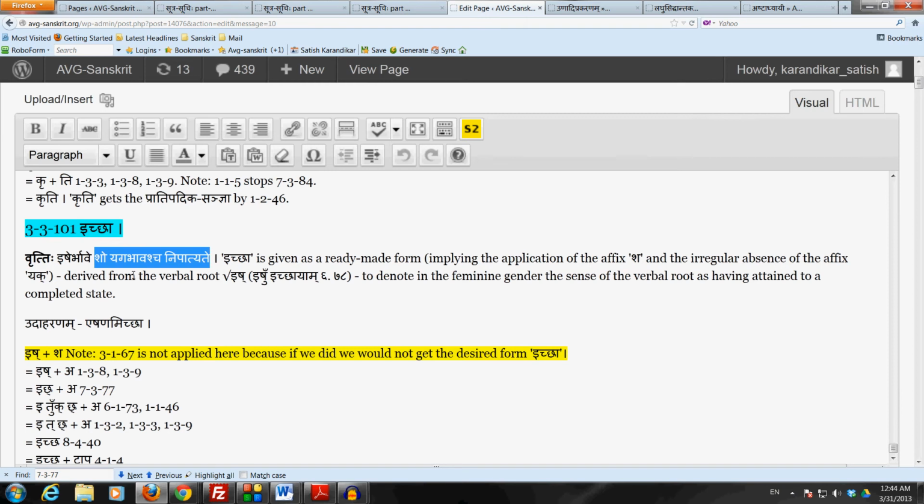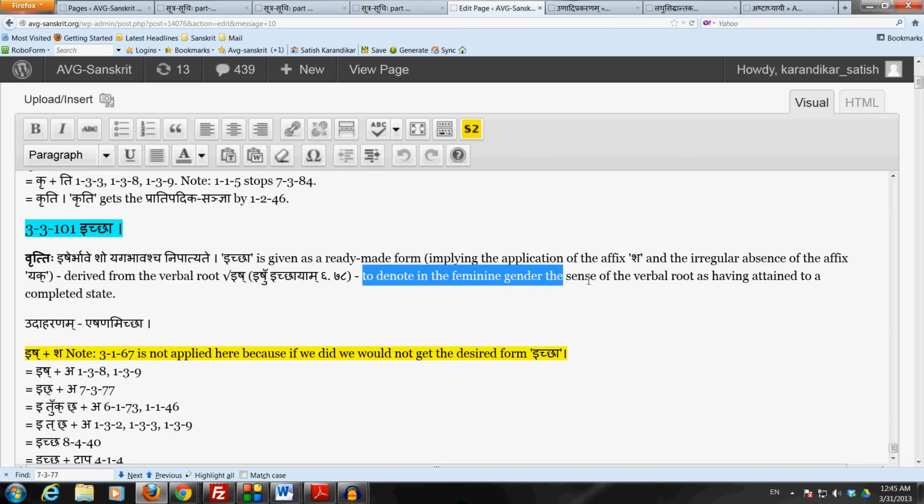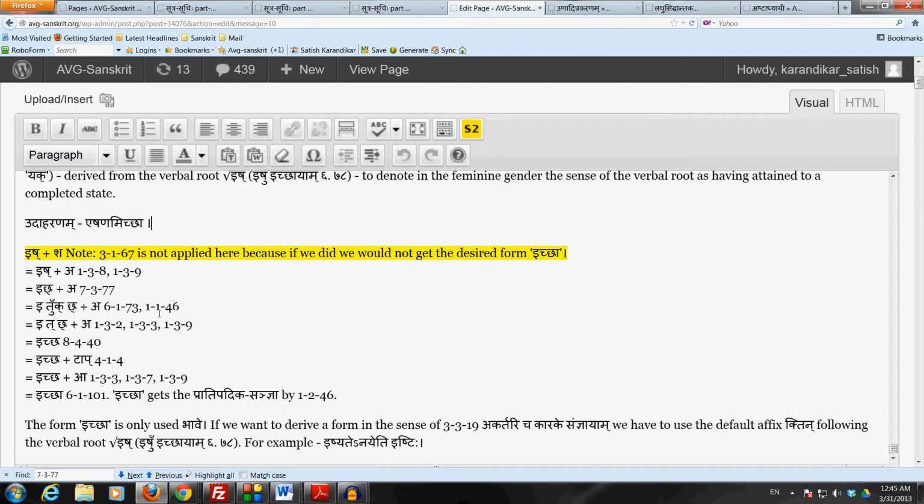The verbal root used here is ish, ishu ichchayam, and the affix is used to denote, in the feminine gender, the sense of the verbal root as having attained a completed state, which is bhave. The example here is eshanam, ichha, the act of desiring, wanting. So ichha is the act of desiring, the act of longing for something. So it is desire. We start the derivation by taking this verbal root ish plus the affix sh, which is implied in the form ichha.